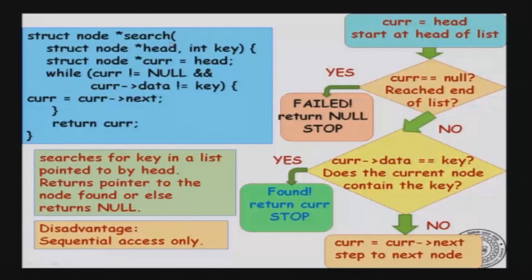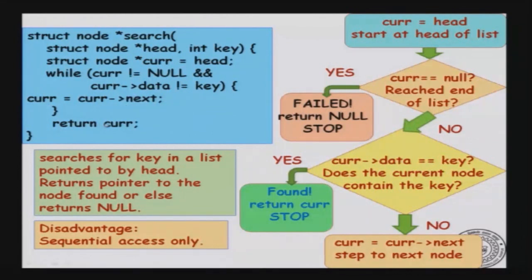And you can code this in a straightforward manner. So, I will write struct node star search. I need the head of the list and I need the key. You start with current equal to head. If current is not equal to null and current data is not equal to key, you follow the next link, current equal to current next, and you repeat the procedure.